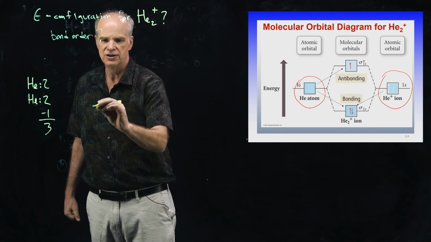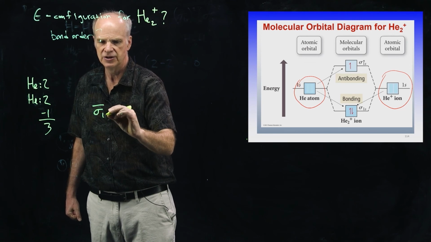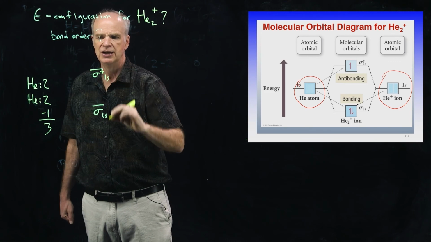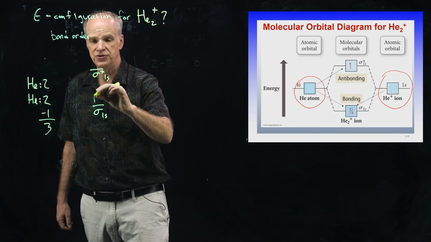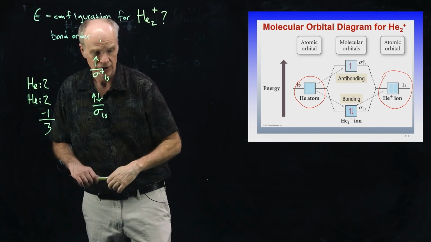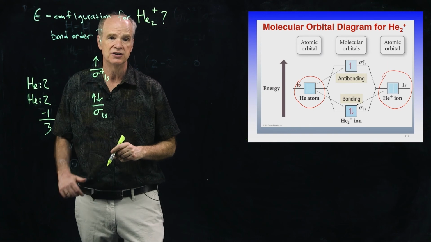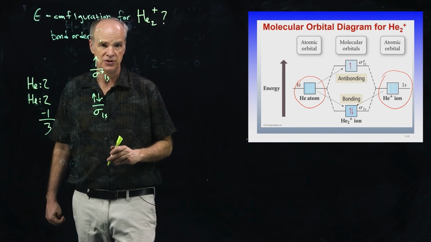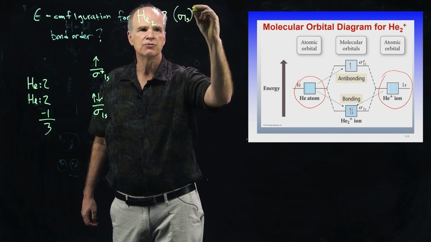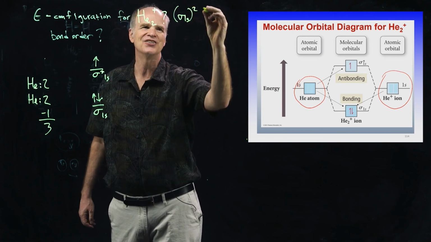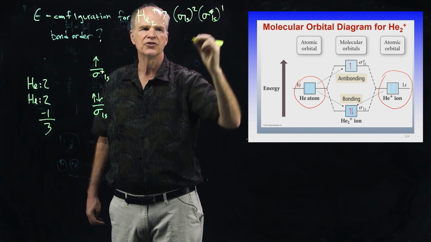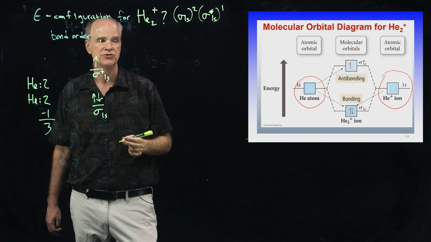Here is a bonding sigma 1s orbital, and here is an antibonding sigma star 1s orbital. Of the 3 electrons, 2 of them will go into the bonding orbital, and 1 will go into the antibonding orbital. So the electron configuration for the helium-2 plus molecular ion is going to be sigma 1s squared, for 2 electrons, and then sigma star 1s1, the antibonding orbital. That is the electron configuration for this helium-2 plus ion.